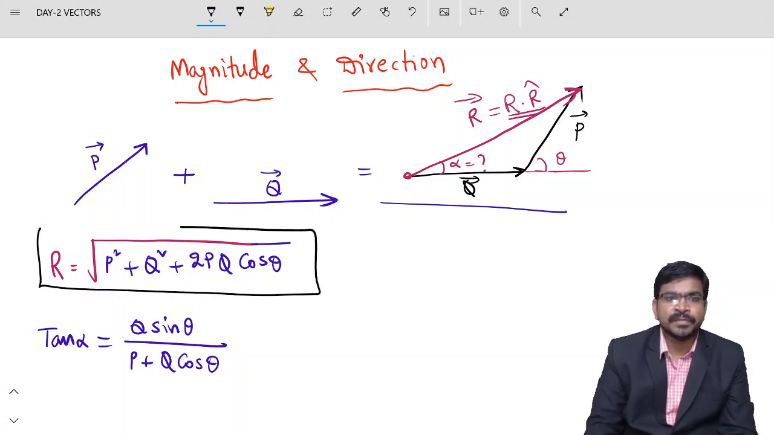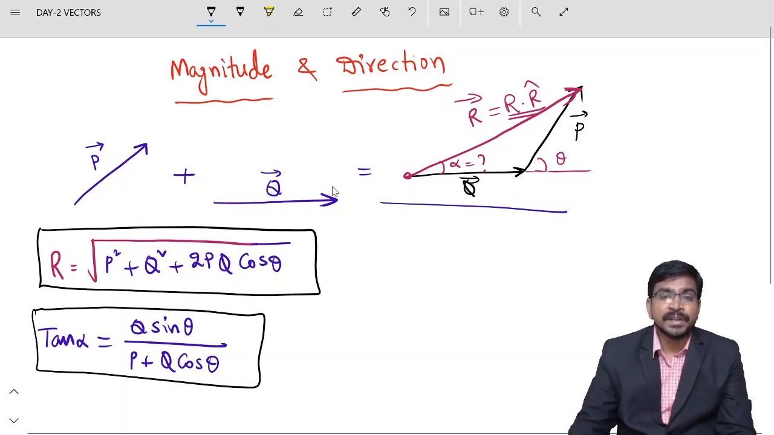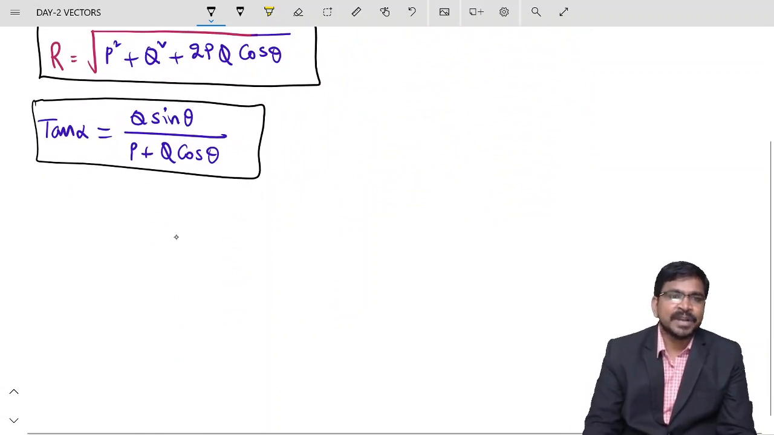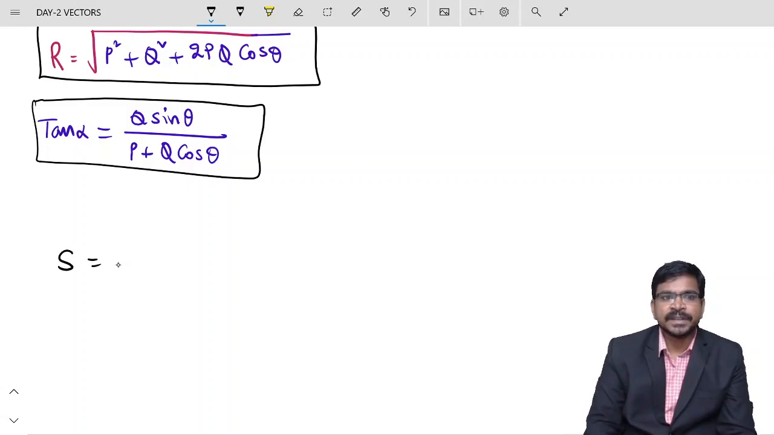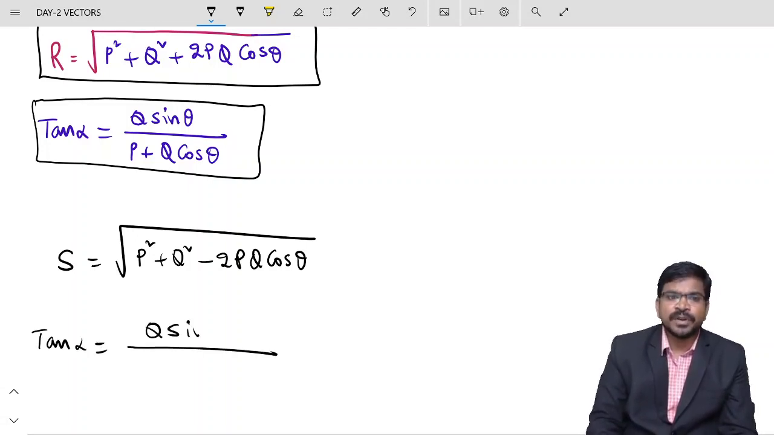Direct questions will come in addition and subtraction of vectors. So please remember, this is for addition. If I want subtraction, the subtraction formula is the same. Let me take S for the subtraction. S is equal to square root of P square plus Q square, here minus 2PQ cos theta, and tan alpha is given by the same formula. The only simple difference is that instead of plus you will get minus in Q cos theta.